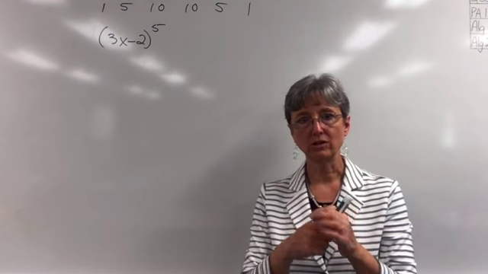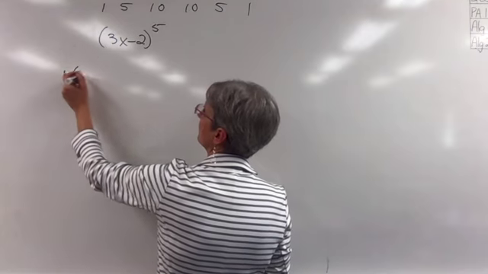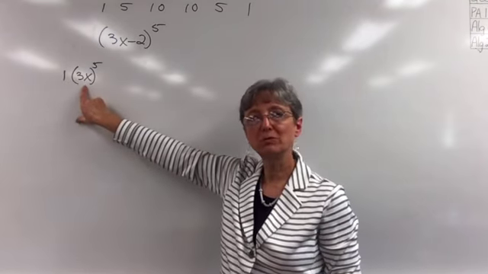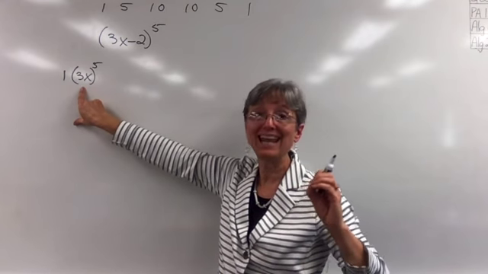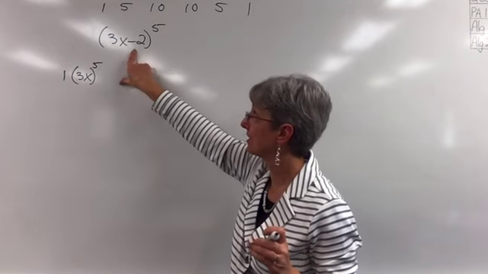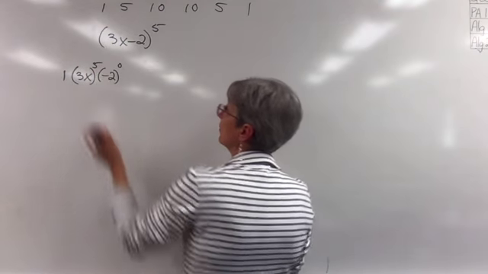So let's get started. First one is 1. Then we have 3x to the power of 5. Do you notice I put it in parentheses because 3x to the power of 5, that means the 3 and the x raised to the power of 5, right? The next one is negative 2, negative 2 raised to the power of 0.